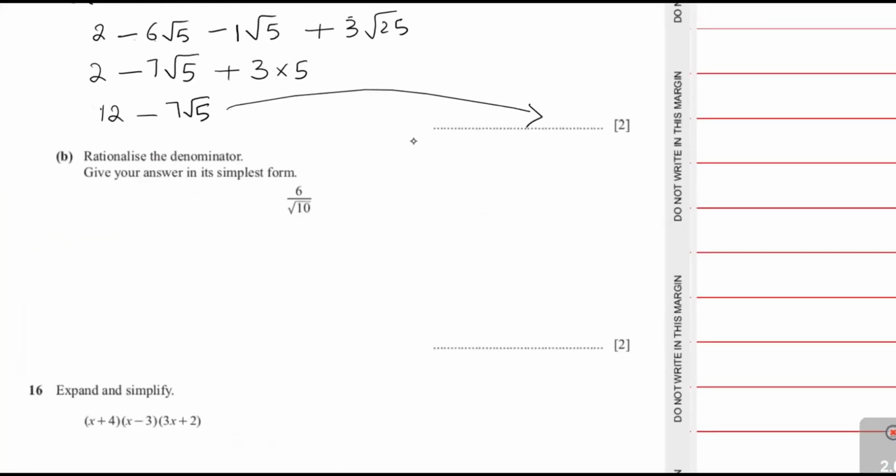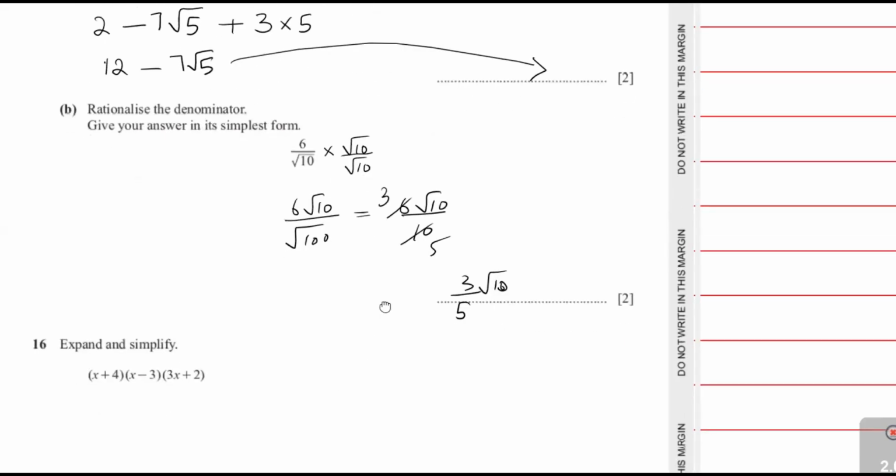Question 15 part B: rationalize the denominator. To rationalize the denominator, we will multiply this fraction by square root 10 over square root 10. We get 6 square root 10, and square root 10 into square root 10 is 10. This will be equal to 6 square root 10 over 10, and 2 times 5 is 10, 2 times 3 is 6. We write here 3 over 5 square root 10 is the answer.